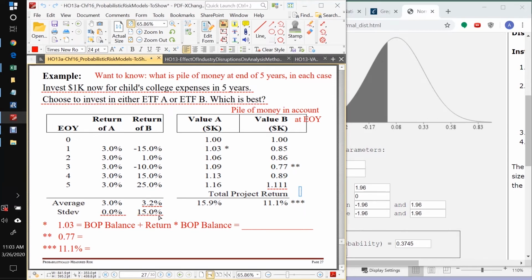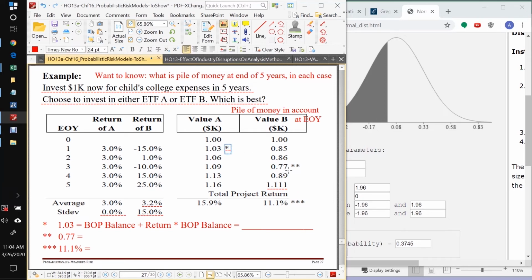The higher the standard deviation, the more the total return over the multi-period set of years for the investment is going to be degraded. So the higher the volatility as measured by standard deviation, or we could do it by probability of loss, it doesn't matter, the more the pile of money we wind up with at the end of the day is going to be reduced.